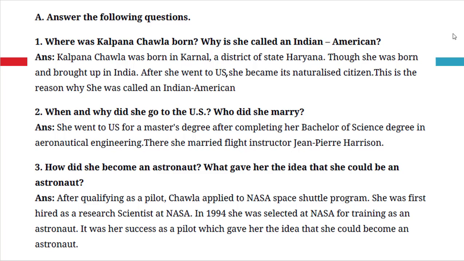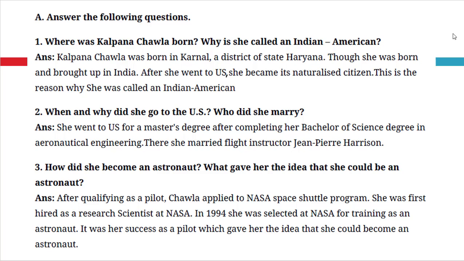Question 2. When and why did she go to the US? Who did she marry? She went to US for a master's degree after completing her Bachelor of Science degree in Aeronautical Engineering. There she married flight instructor Jean Pierre Harrison. Okay. How did she become an astronaut? What gave her the idea? Question 3 is there. How did she become an astronaut? What gave her the idea that she could be an astronaut?